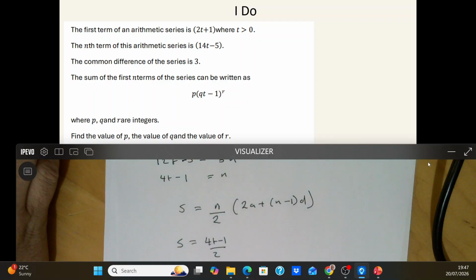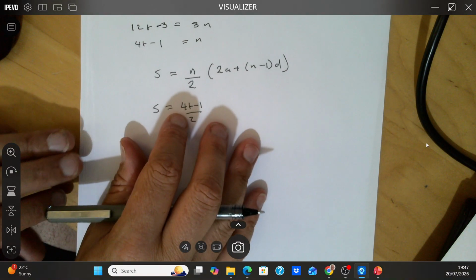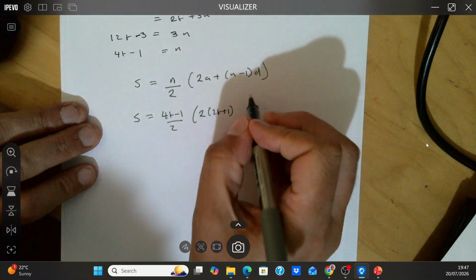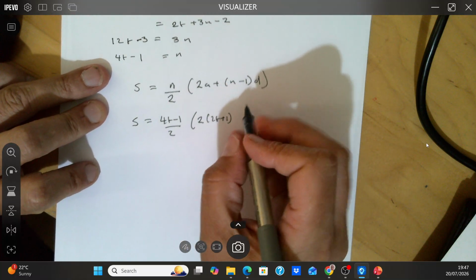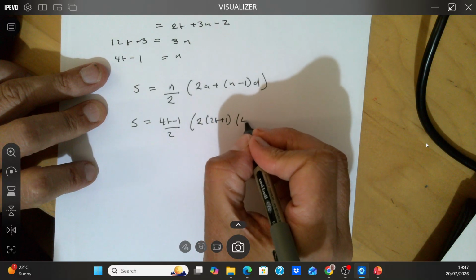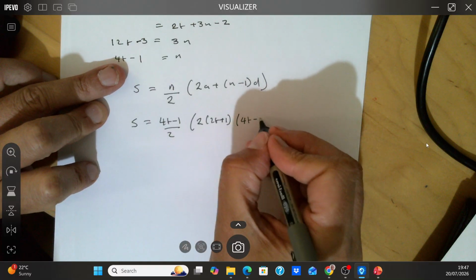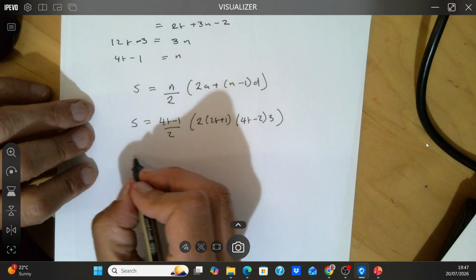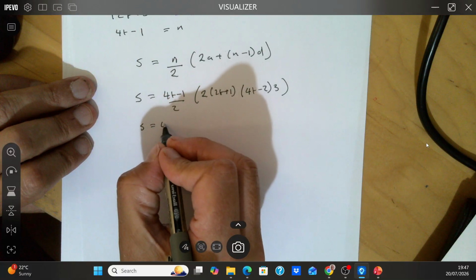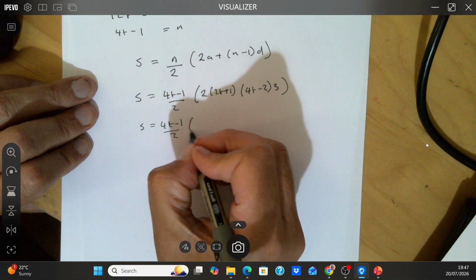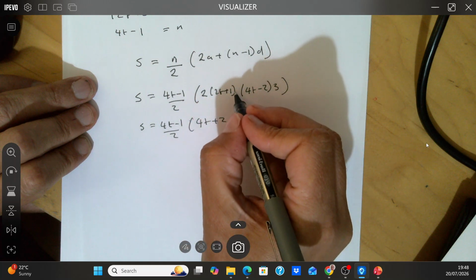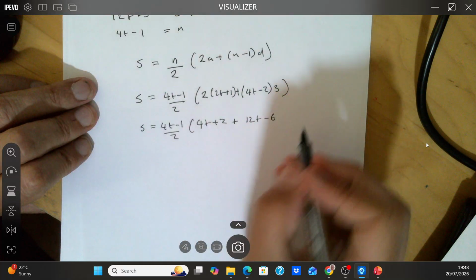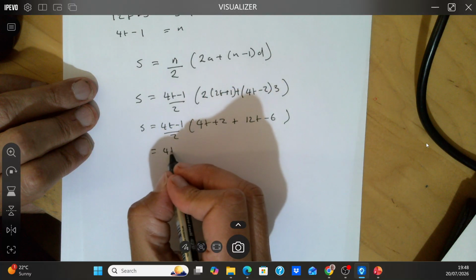Just going to make this bigger so you can see it more. So that's 4t minus 1. We know A is 2t plus 1. We know n is 4t minus 1, so that's going to become minus 2. And our difference is 3. Let's just do a little bit of tidying up in that algebra. Don't forget the plus in there. Plus 12t minus 6. Let's carry on tidying it up.